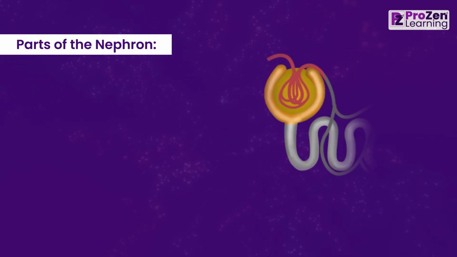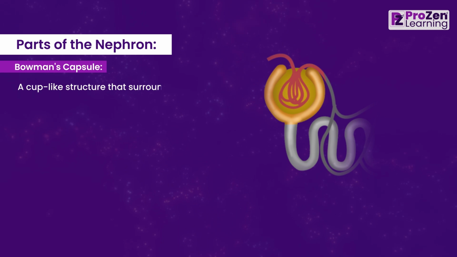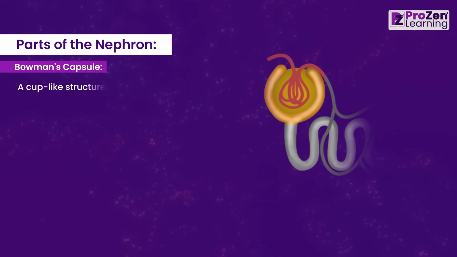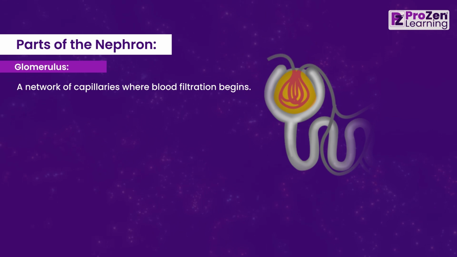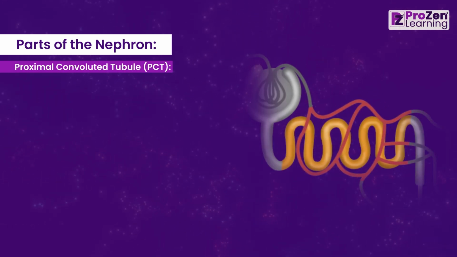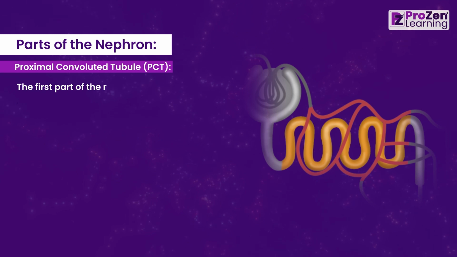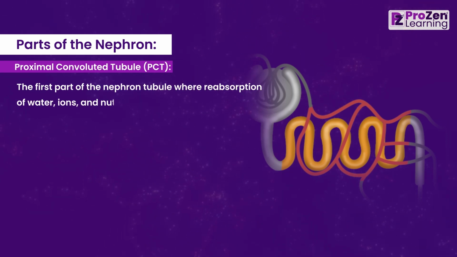Parts of the nephron: Bowman's capsule, a cup-like structure that surrounds the glomerulus. Glomerulus, a network of capillaries where blood filtration begins. Proximal convoluted tubule, PCT, the first part of the nephron tubule where reabsorption of water, ions, and nutrients occurs.